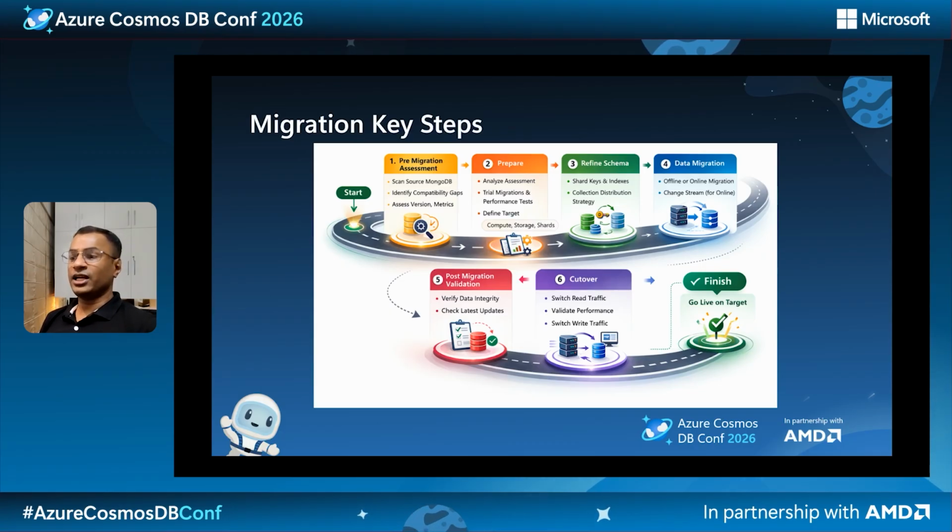Once the migration is done, we go into the validation stage. We validate all data is copied correctly and completely. And finally, once you do the cutover, that's when you get the green signal and say this is good to go and move forward. So remember, data migration doesn't mean just data migration. There are multiple steps involved and each step is important.